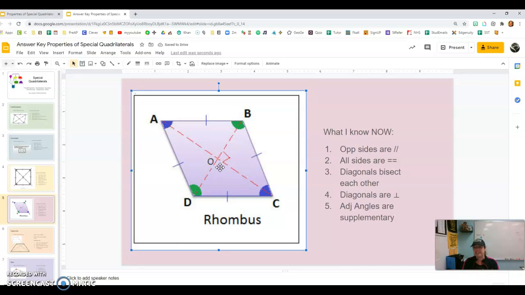So all of the opposite sides are parallel. All the sides are congruent. The diagonals are going to bisect each other. The diagonals are perpendicular. And then the adjacent angles are supplementary.